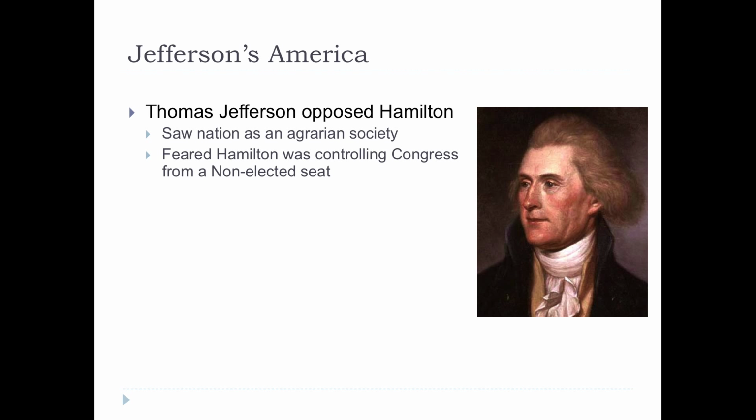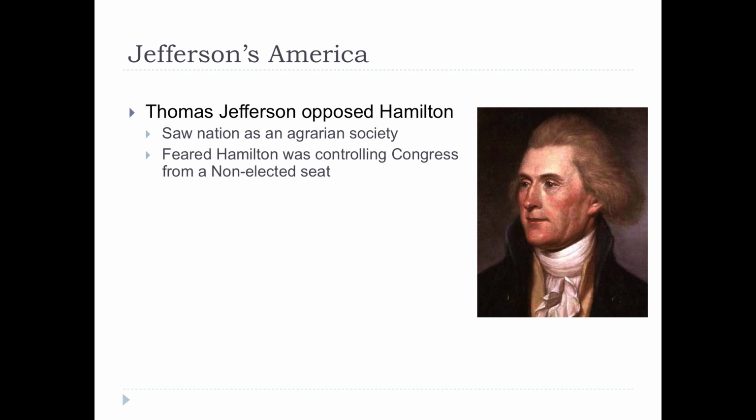Yes, he saw America as this great nation of farmers. And he's going to oppose Hamilton. What he's thinking is that Hamilton is creating a manufacturing nation that's based more on an English model. One of the things he didn't like was that Hamilton was non-elected. He was appointed Secretary of the Treasury, and yet he had so much control over Congress. This is really what Jefferson feared.